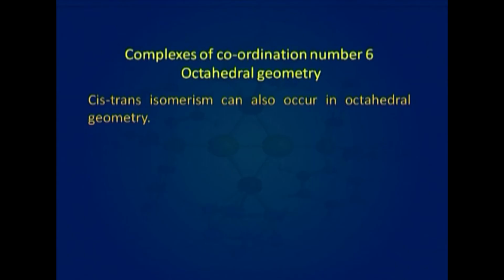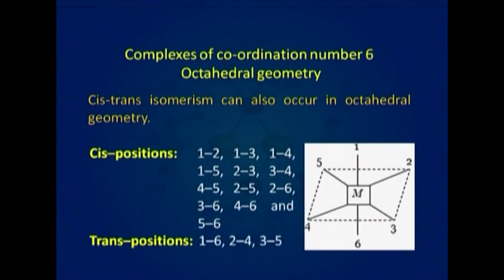Now, let us discuss the complexes of coordination number 6, that is octahedral geometry. Cis trans isomerism can also occur in octahedral geometry. In this figure, octahedral geometry has been shown. Here is the metal and the 6 positions of octahedral geometry are numbered as 1, 2, 3, 4, 5 and 6.